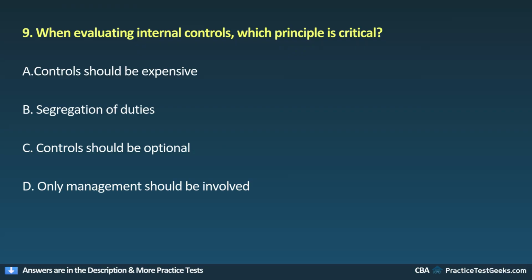9. When evaluating internal controls, which principle is critical? A. Controls should be expensive. B. Segregation of duties. C. Controls should be optional. D. Only management should be involved.